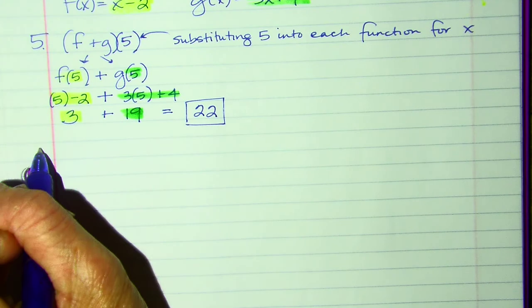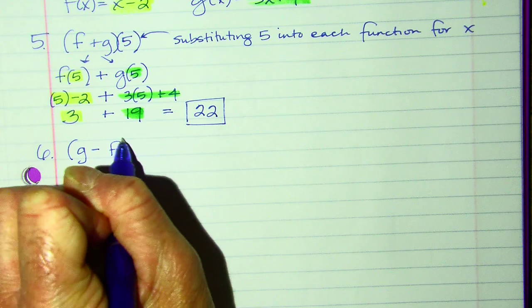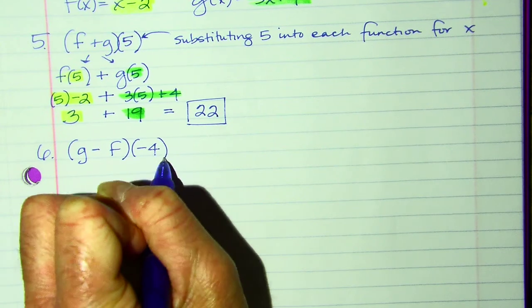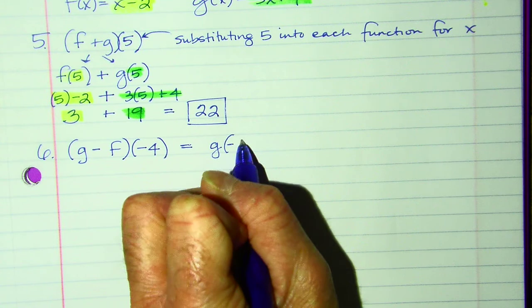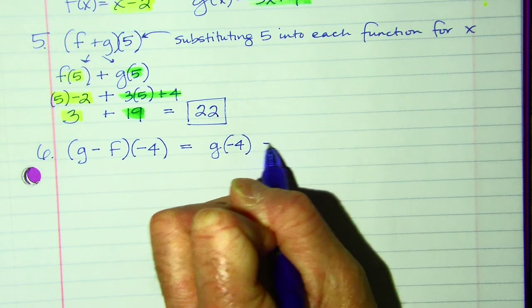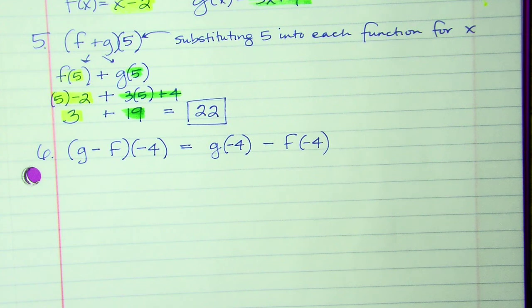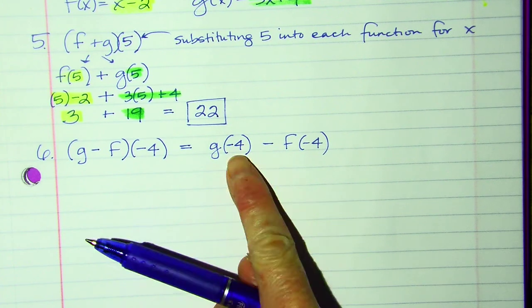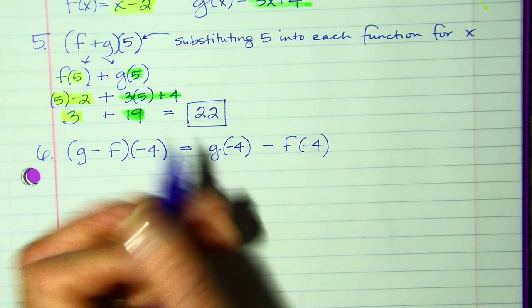So let's try a different one. G minus f at negative 4. So this is the same as asking us to find the function of g at negative 4 minus the function of f at negative 4. Now I notice on some of your tests, you didn't watch the video on this lesson, so you missed that question. You didn't know what to do with the number. This means I substitute the number in for the letter. So let's first find this one.